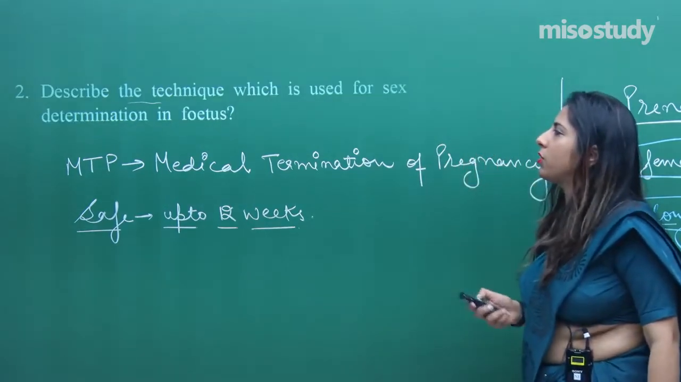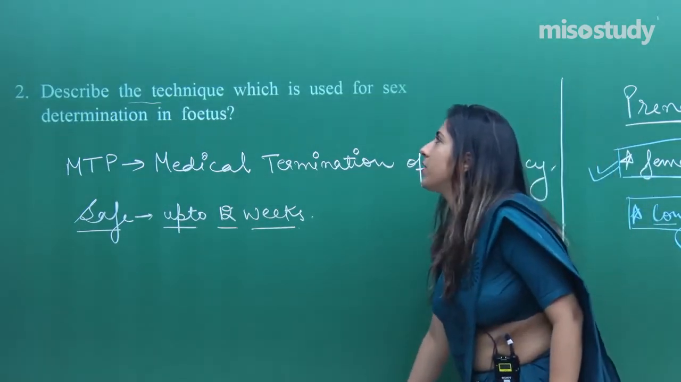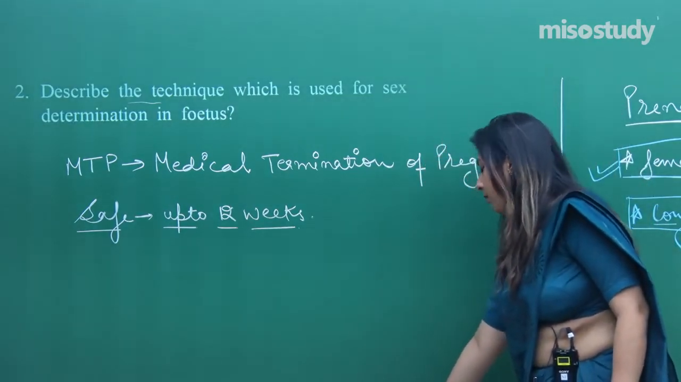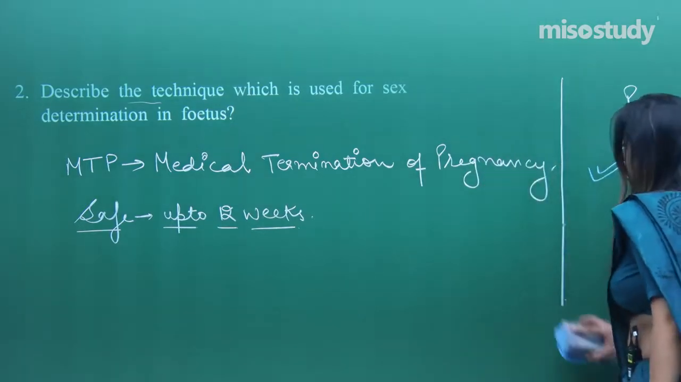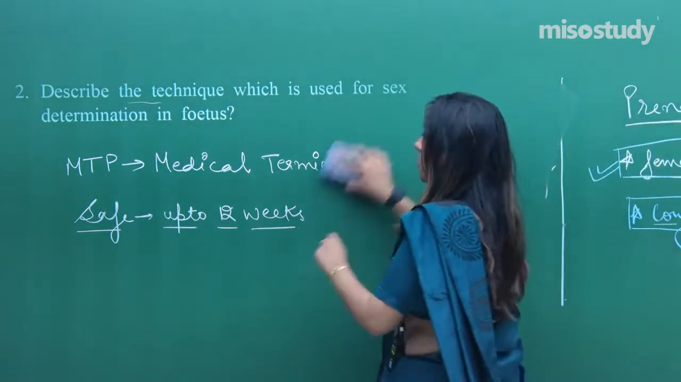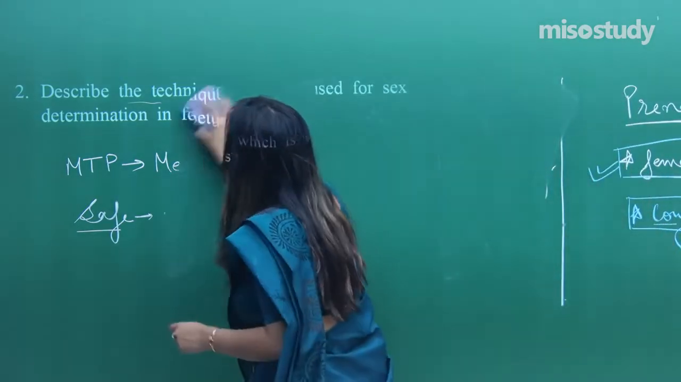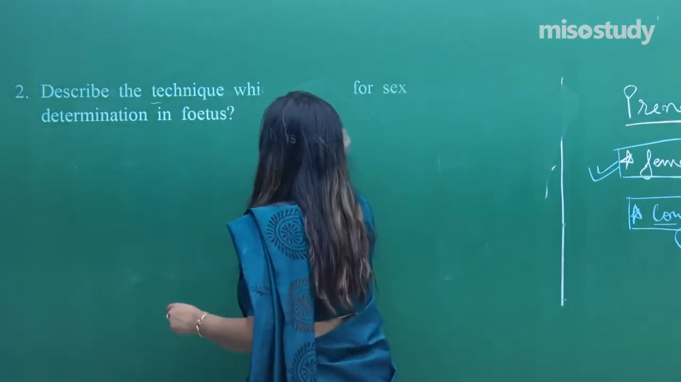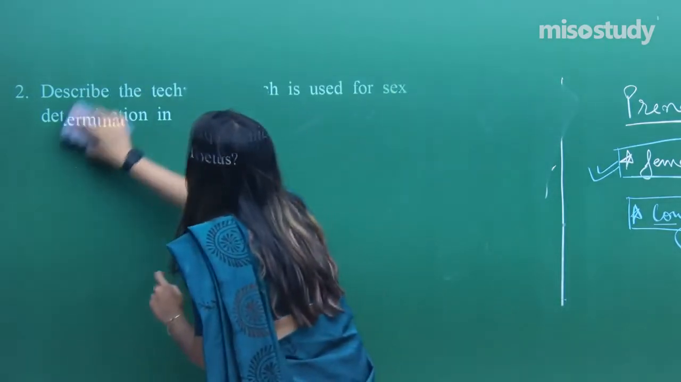This was our first question. Second, we have: describe the techniques which are used for sex determination in fetus. Right? Very important. This is also very important. We have already discussed this in the first question itself, but it was a very small discussion.